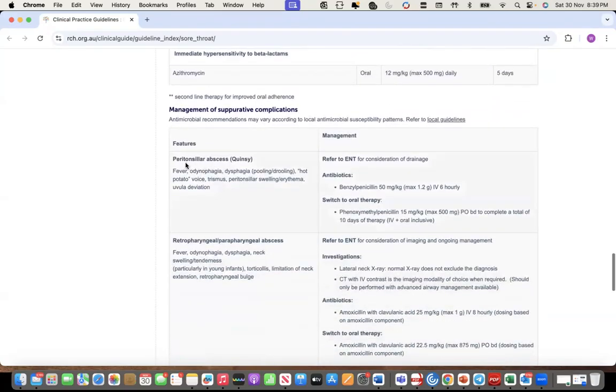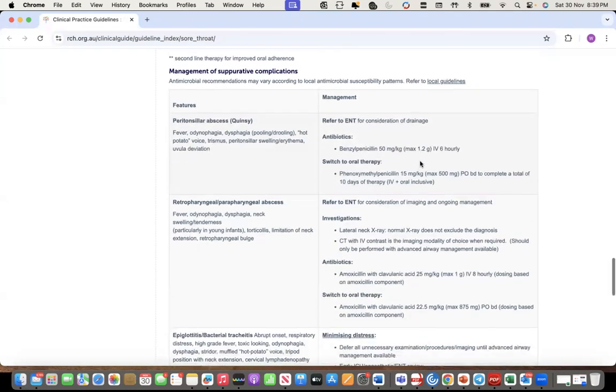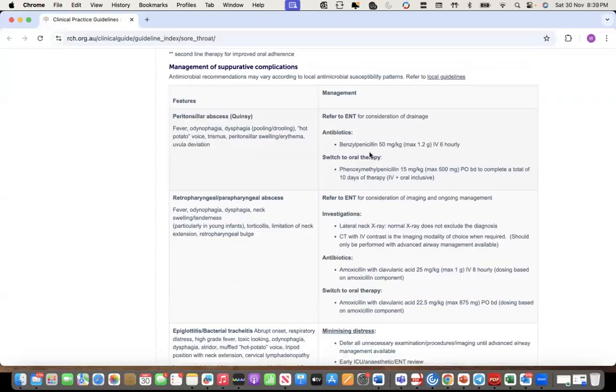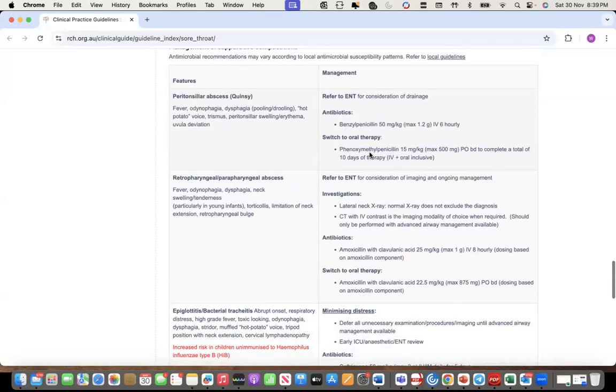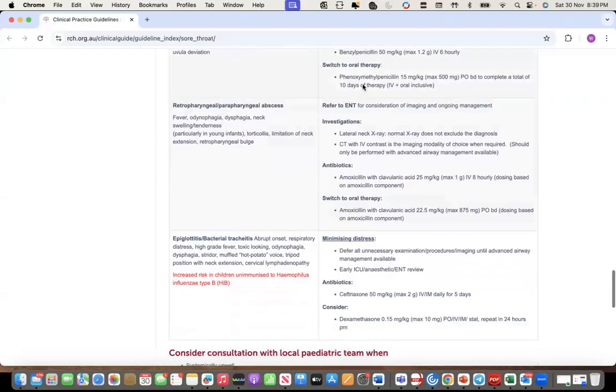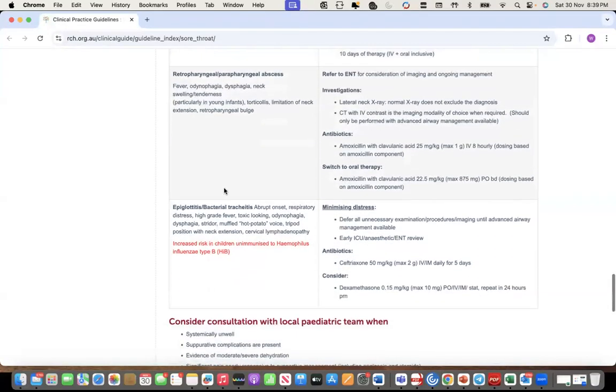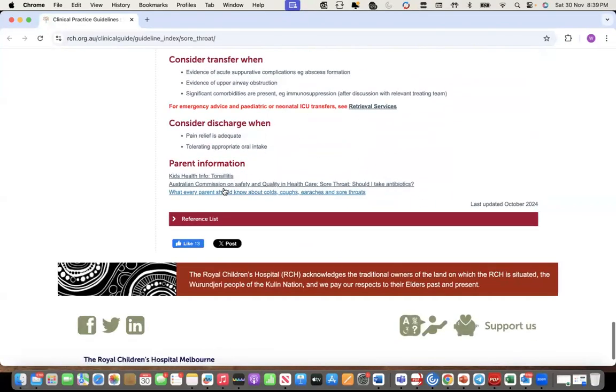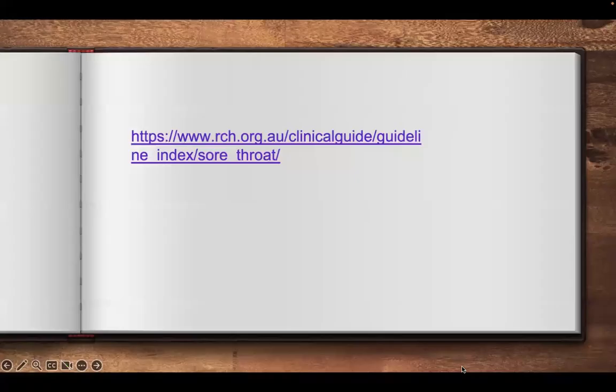And then if you come here, this is the question: peritonsillar abscess, quinsy. All the information is here, which concludes in a question. Refer to ENT for consideration of drainage. You can start benzylpenicillin, but as the child is severely acute, you cannot start it in your surgery. It will be started later on. If you're in hospital, you will start there. Then you can switch to oral therapy. Okay, clear everyone?